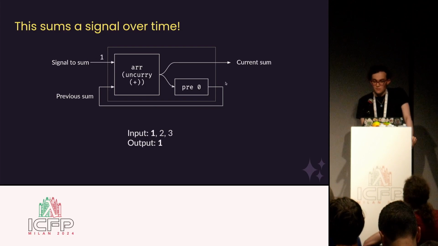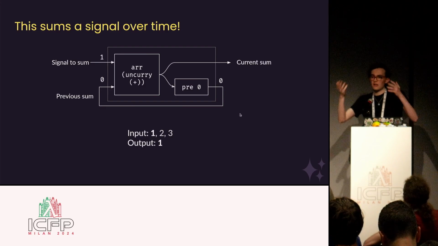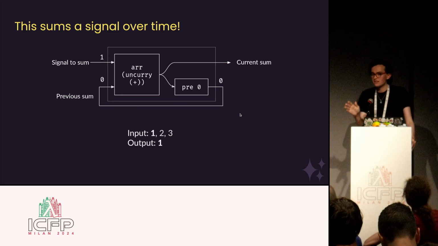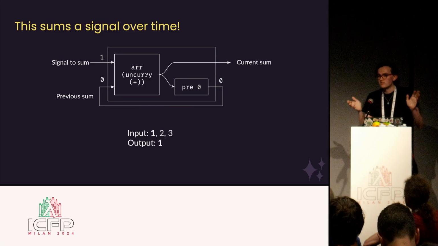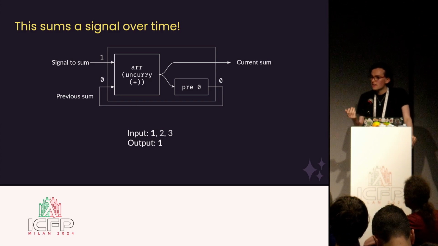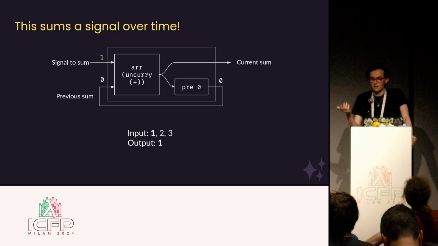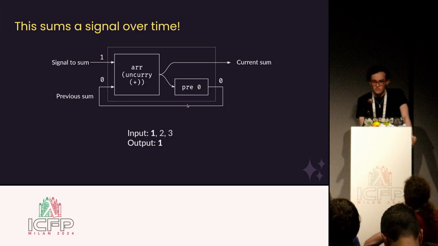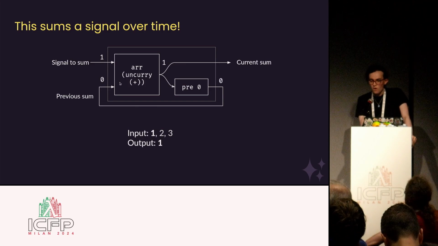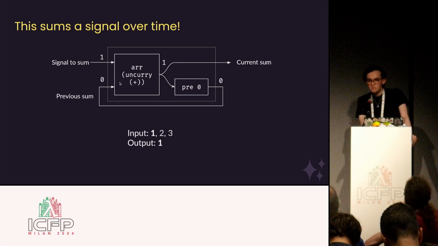So let's say we get in 1 as our input. Pre-0 prepends 0 to the input signal. It does not need to know its input yet, and this is a key reason why there's no dependency cycle here. It doesn't need to know its input yet. It can just prepend that 0 without worrying. So that means we have both of the inputs to our curry plus, we get 1, and that's the output for the first time step.